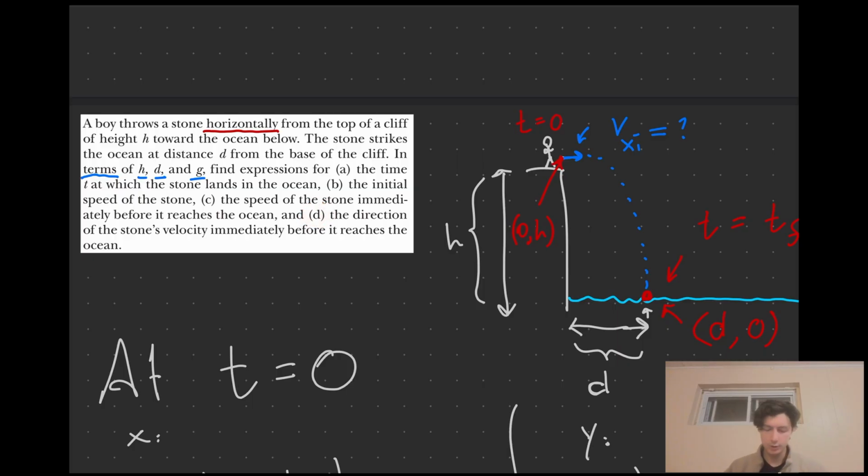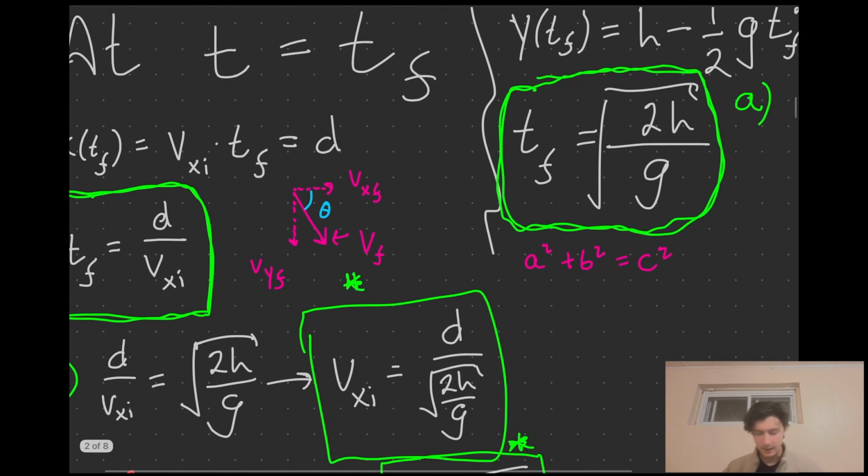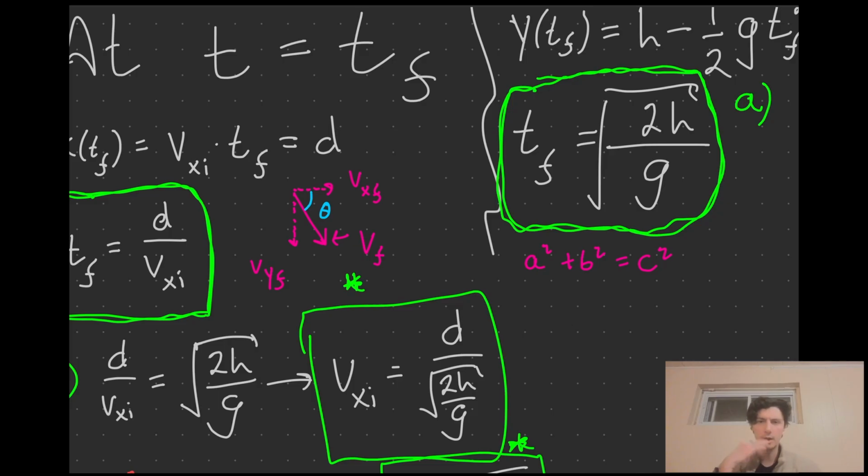And D, we're going to do this all in one step. Find the direction of the stone's velocity immediately before it reaches the ocean. So this direction, what they're asking us to find is this angle right here. I'm going to call this angle theta. And how we can do this is tangent. So I can use SOHCAHTOA. I'm just going to write SOHCAHTOA over here.